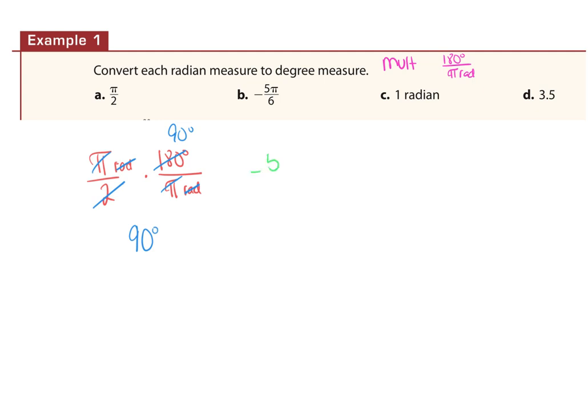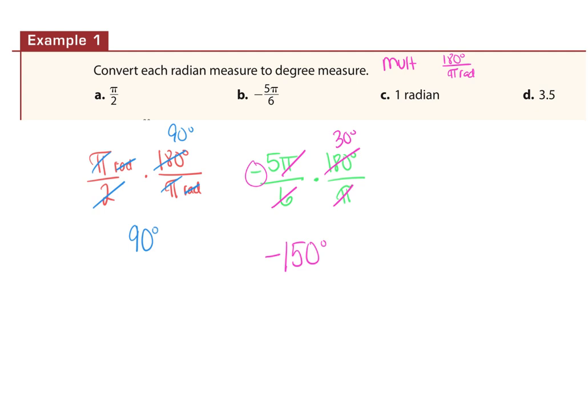I'm going to say negative 5 pi over 6 times 180 degrees over pi radians. I'm going to cancel those pi's. What else can cancel here? The 6 and my 180. How many times does 6 go into 18? 30, yeah, so 30. So now I just have 5 times 30 left over. Don't forget you have a negative. So this is going to be negative 150 degrees.